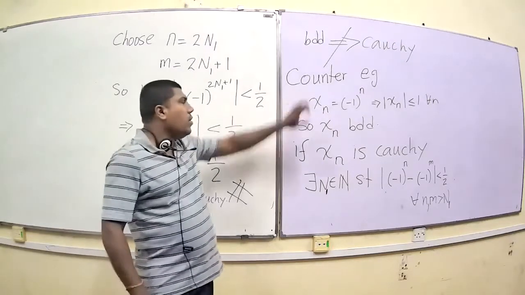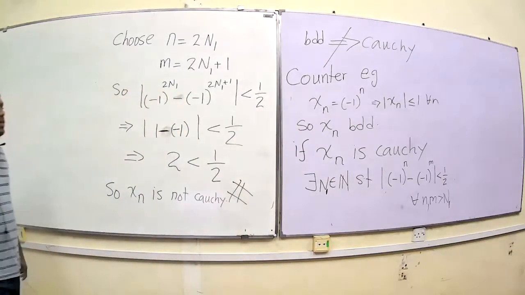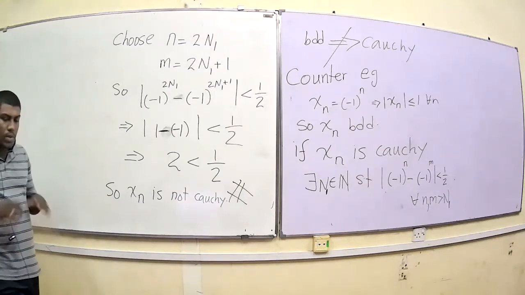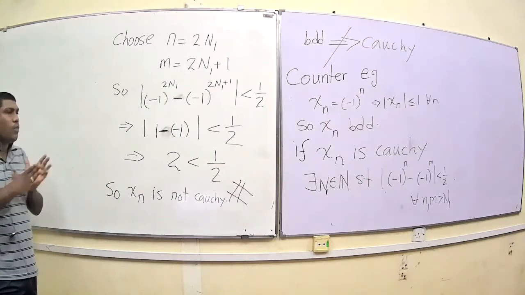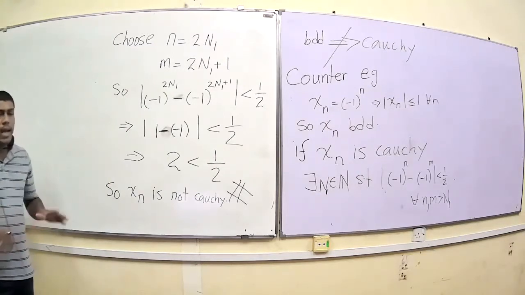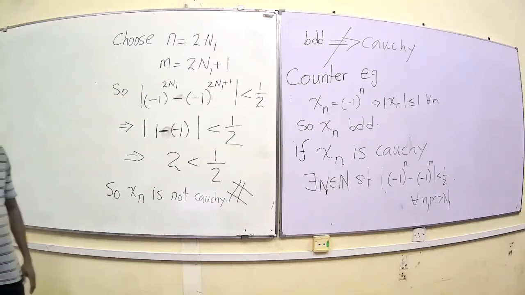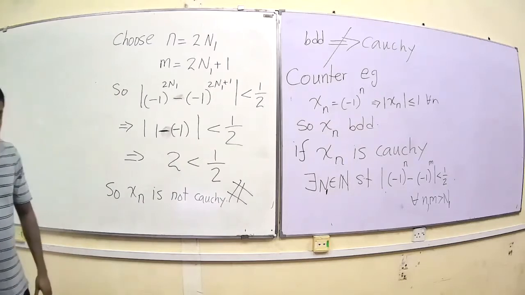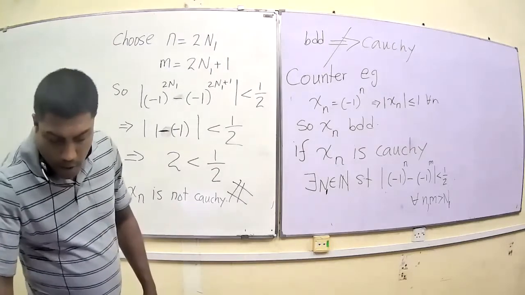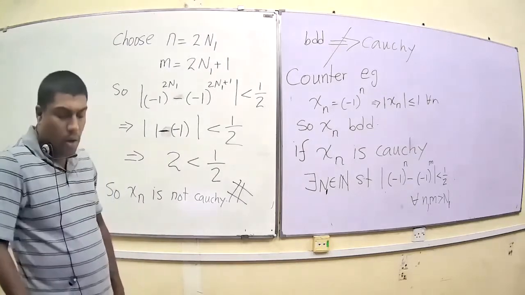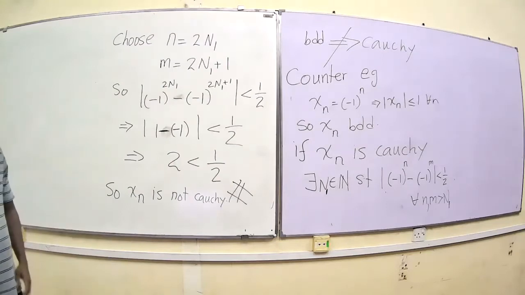So this is the way you show that something is not a Cauchy sequence, right? This is called a counterexample. I gave a counterexample that xₙ is a bounded sequence, but it is not a Cauchy sequence. So one of the properties of Cauchy sequences is that every Cauchy sequence is bounded, but you cannot say the same for a bounded sequence. A bounded sequence may not be Cauchy.